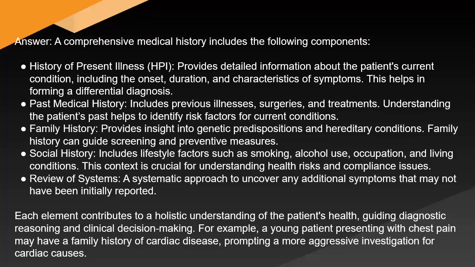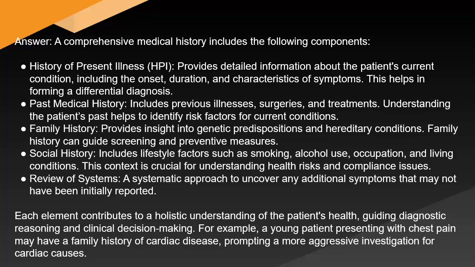Family history provides insight into genetic predispositions and hereditary conditions. Family history can guide screening and preventive measures. Social history includes lifestyle factors such as smoking, alcohol use, occupation, and living conditions. This context is crucial for understanding health risks and compliance issues.